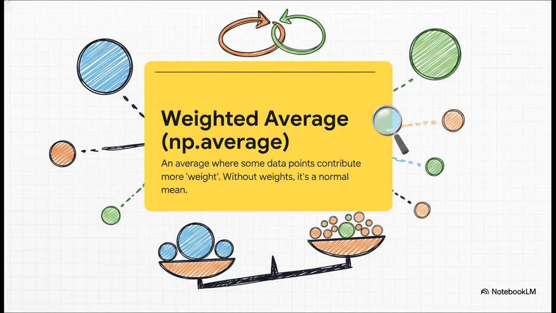The solution lies in the np.average function. Now, at its core, this function calculates a weighted average, which just means some data points can be given more importance or more weight than others. If you don't give it any weights, it just acts like a normal mean. But the real magic happens when we create those weights ourselves.